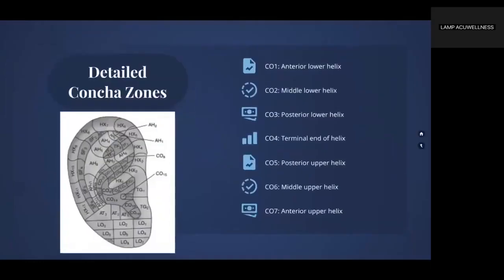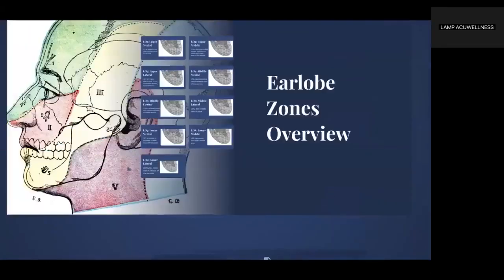Detailed concha zones. CO1, anterior lower helix. CO2 middle lower helix, CO3 posterior lower helix, CO4 terminal end of helix, CO5 posterior upper helix, CO6 middle upper helix, and CO7 anterior upper helix.